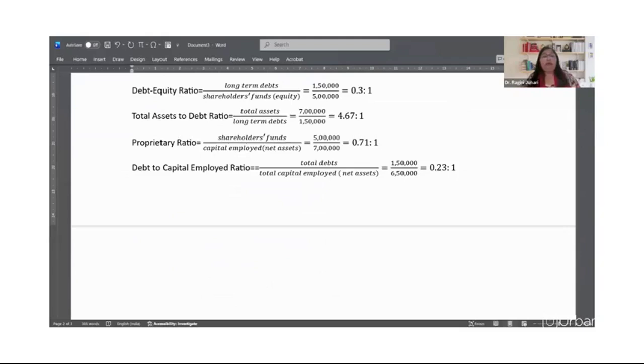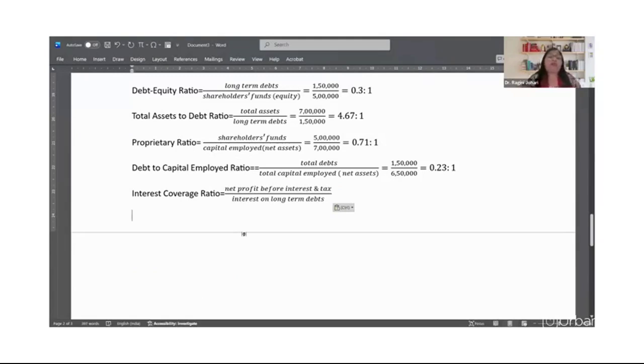Moving further, as I said, there is one more ratio still left, that is called the interest coverage ratio. I had not taken that ratio earlier because I wanted to take it later. The interest coverage ratio is the fifth type of ratio, which is part of the solvency ratios, which tell us the solvency situation of the company. This ratio can be calculated using this formula: net profit before interest and tax divided by interest on long-term debts. Let's take a question and find out.